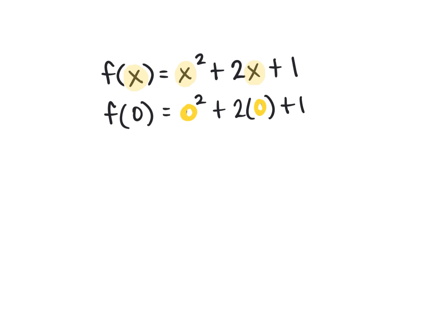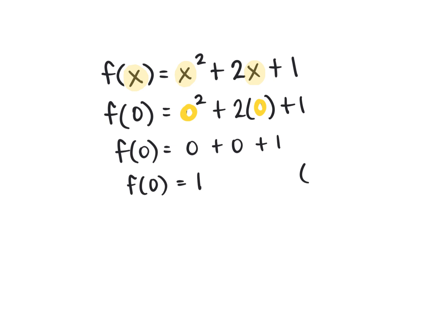And then we just have the order of operations in order to finish the question. So f of 0, I keep writing that as I go down. So this is 0 plus 0 plus 1. So then f of 0 is equal to the number 1. Now what that means for us is that the ordered pair point (0, 1) is on the graph.